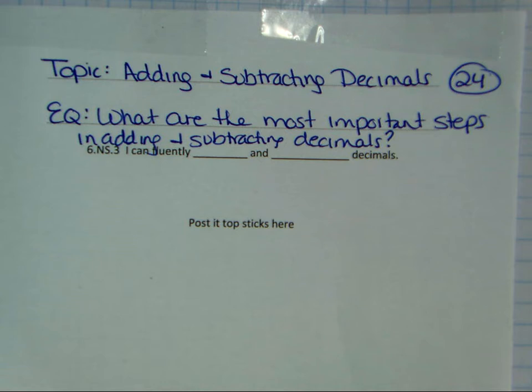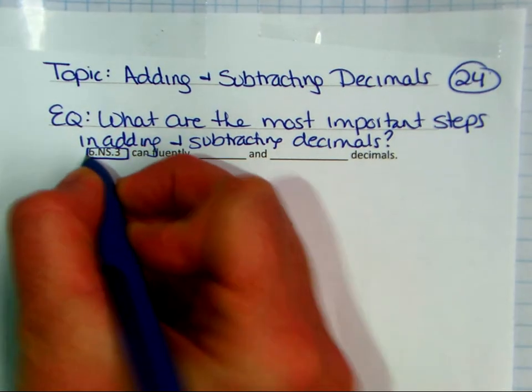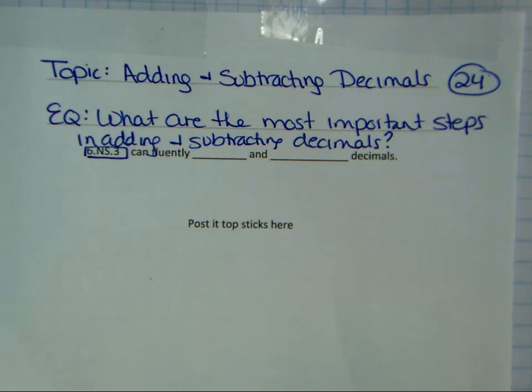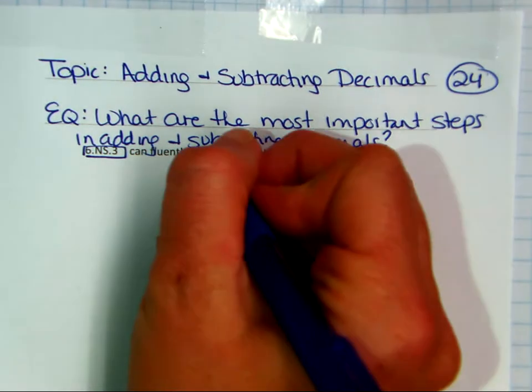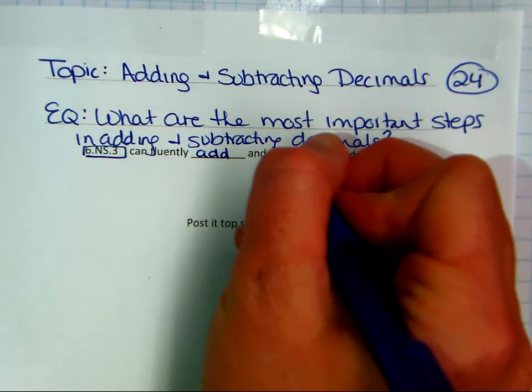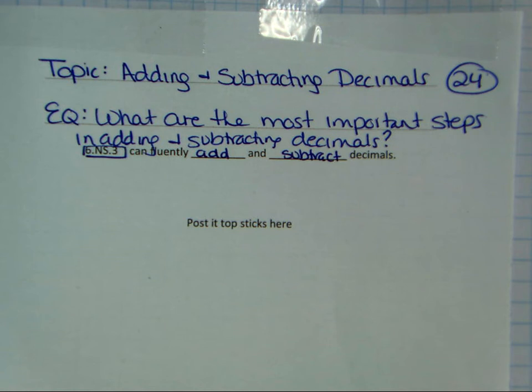It's going on page 24 of your interactive notebook. The essential question, or what you should be able to answer by the time you're done with these notes, is: what are the most important steps in adding and subtracting decimals? This is standard 6 NS3, and by the end of this lesson you should be able to fluently, which means consistently or with regularity, add and subtract decimals.